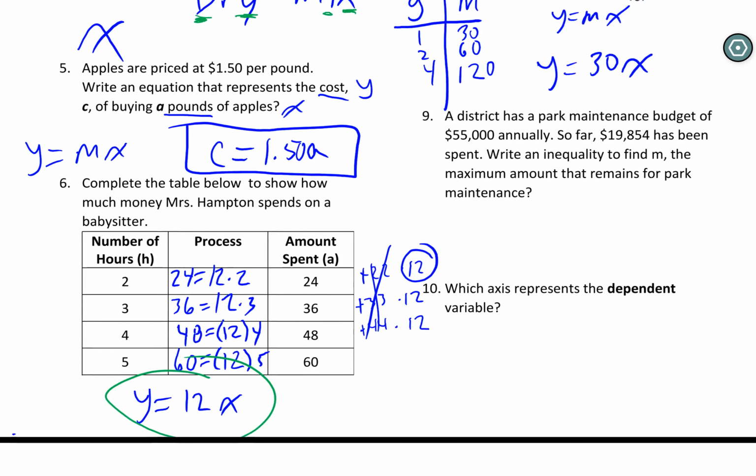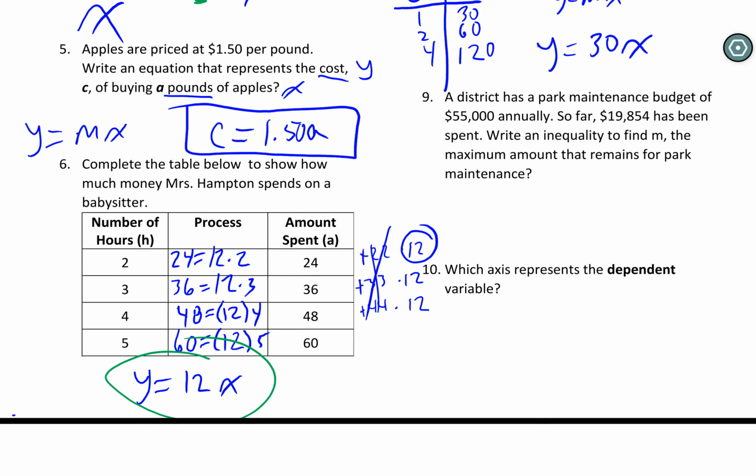Question number 9. A district park maintenance has a budget of $55,000 annually. So far, $19,854 has been spent. Write an inequality to find m, the maximum amount that remains for the park. So, if it's maximum, then can it be greater? No. Can it be less than? Yes. Can it be equal to? Yes. So less than or equal to, and so we need to know what this is going to be.